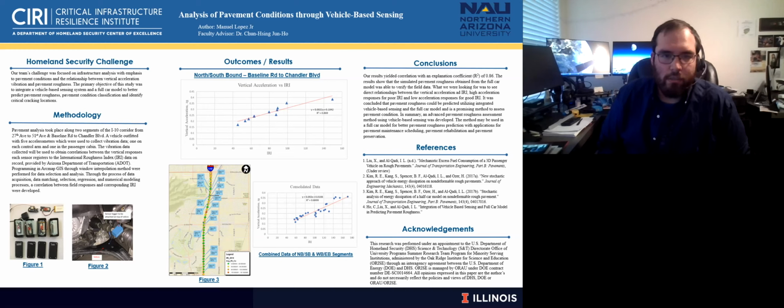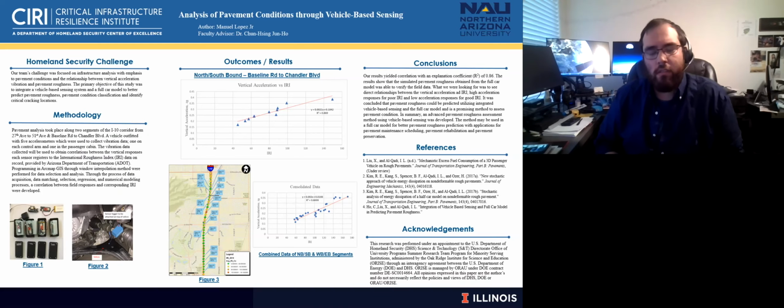Our team's challenge was developed with infrastructure development, with emphasis on pavement conditions and the relationship between vertical acceleration and the vibration of the pavement roughness sections. The objective was to develop an integrated vehicle-based sensing model with a full car model in order to predict pavement conditions, pavement roughness, and even critical cracking locations.